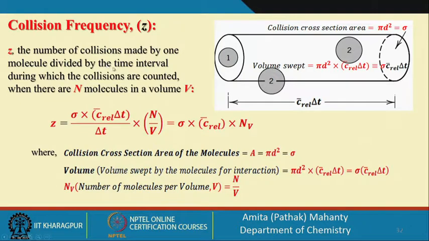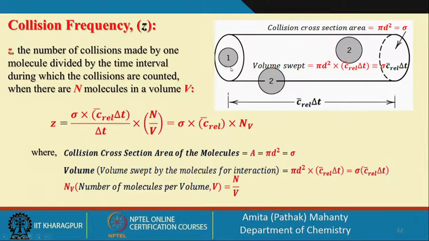Suppose z is the number of collisions made by one molecule in the time interval delta t, during which the collision is counted. Then we multiply with the total number of molecules, the number density, and we get the number of collisions occurring per unit time. That will give us the frequency. So, the number of collisions made by one molecule per unit time times the number density will give you the total number of collisions occurring in the volume which we have swept.